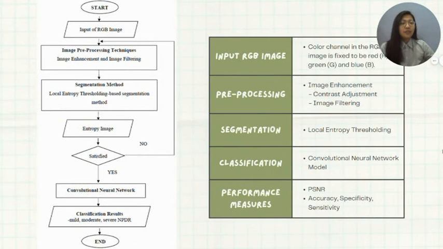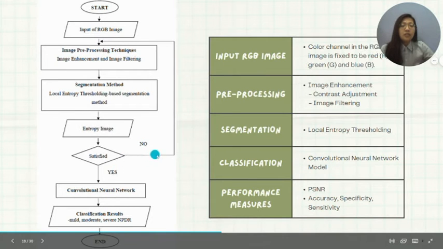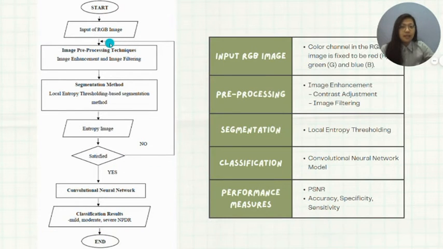So now I would like to make a brief introduction about the whole process that involves preprocessing, segmentation, and classification. First, each of the fundus images will be separated into 3 color channels, which in the RGB image are fixed to be red, green, and blue. After that, the image will be passed to the preprocessing step, which involves image enhancement and image filtering methods. After that, we pass to the segmentation step. In the segmentation step, the local entropy thresholding-based segmentation method will be used, and we get the entropy image. If it is satisfactory, it will pass to the convolutional neural network for classification. If it is not satisfactory, it will pass back to the preprocessing technique and do the whole process again.